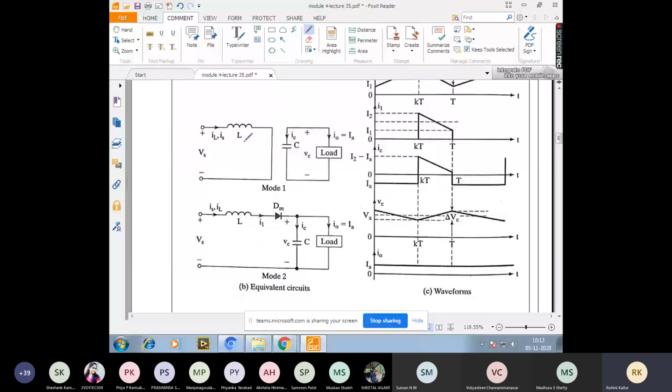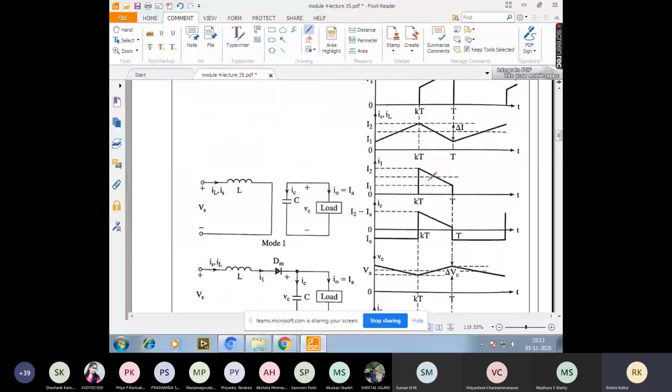So during mode 1, when the power supply is feeding the inductor, the inductor current rises linearly. That is what we have seen here. This is your initial value of current, I1. This is your maximum value of current, I2.